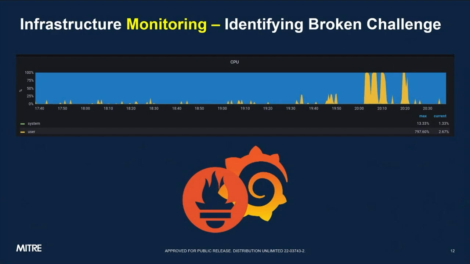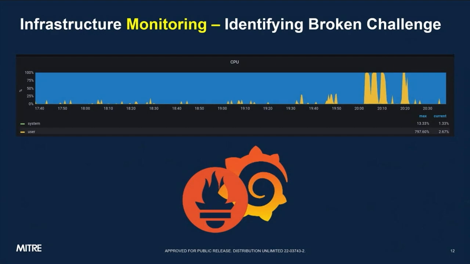So when Ghidra was parsing this huge file, it started spiking CPU. And then when you had 10 to 20 to 30 competitors all attempting the same challenge, this caused what you see here, a substantial spike in CPU utilization.